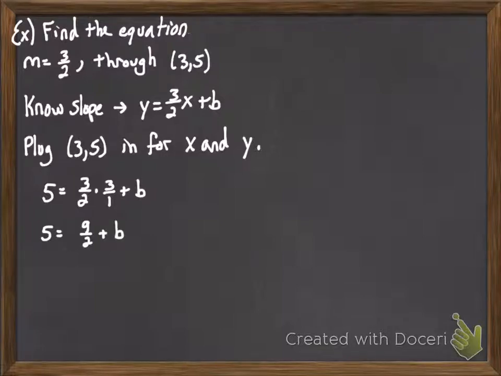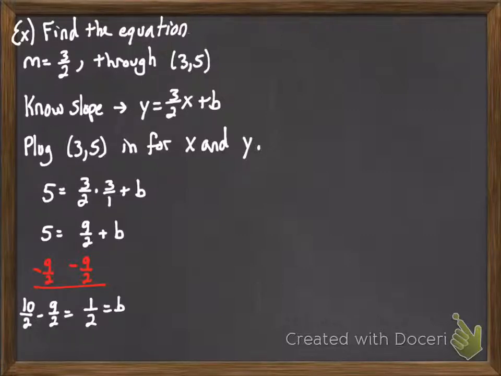We can simplify. 5 equals 9/2 plus b. Subtract 9/2 from both sides. Now 5, we write that with a common denominator of 2, will be 10/2. Minus 9/2 would be 1/2. And so we find that our y-intercept is b equals 1/2. Now if you rewind the video, you'll see that the graph does actually cross the y-axis right around 1/2. In fact, exactly at 1/2.